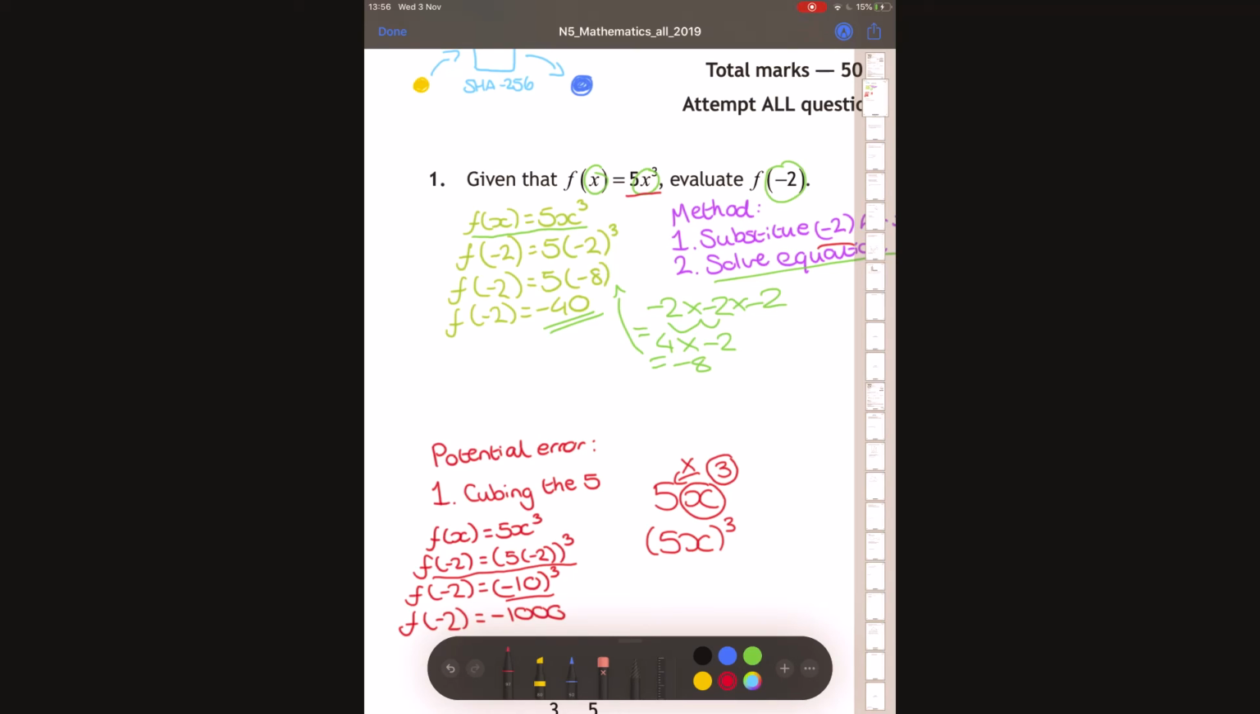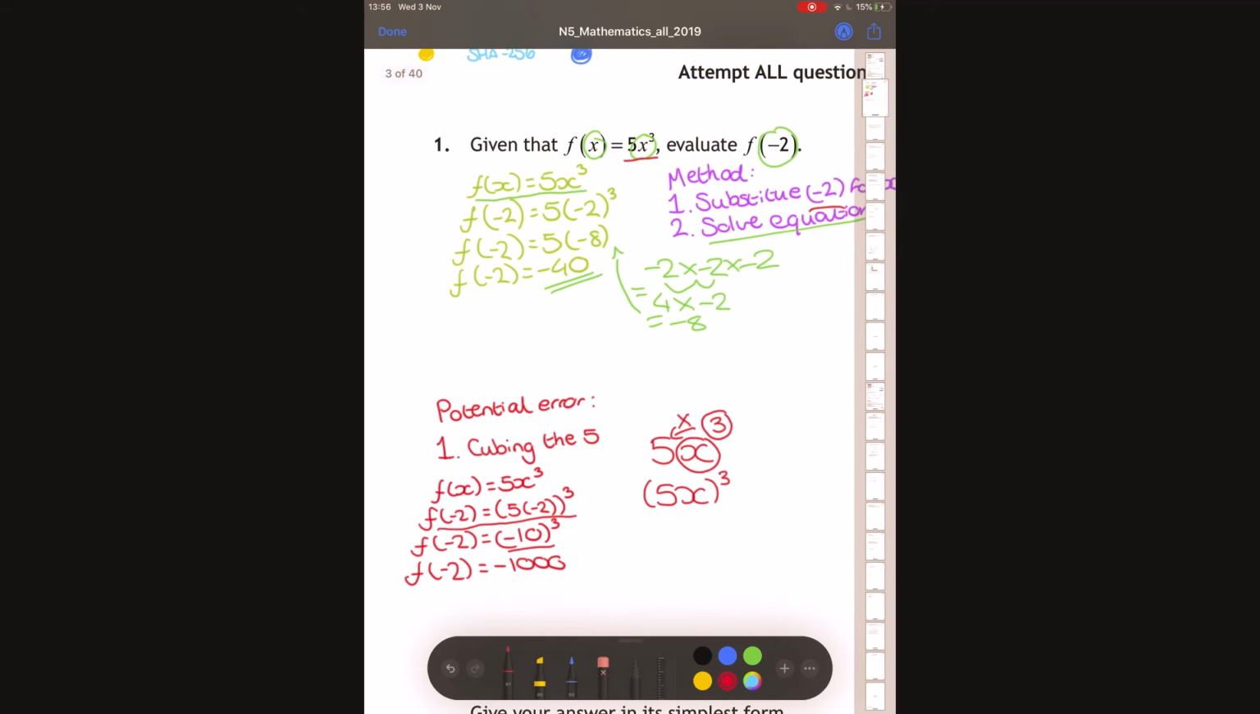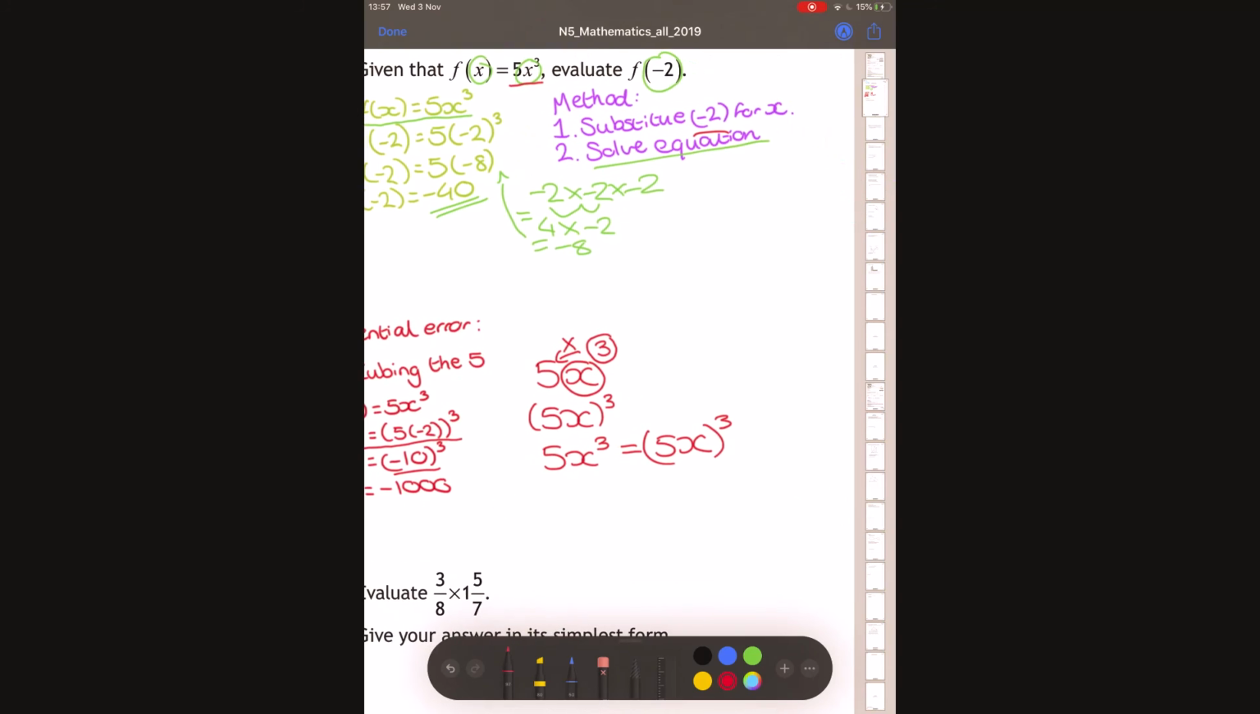So the reason this potential error example is false is because we've said that 5x cubed is equal to 5x all cubed. But what is 5x all cubed? 5x all cubed is 125x cubed. But look, 5x cubed does not equal 125x cubed. Hence why this would yield an incorrect answer.